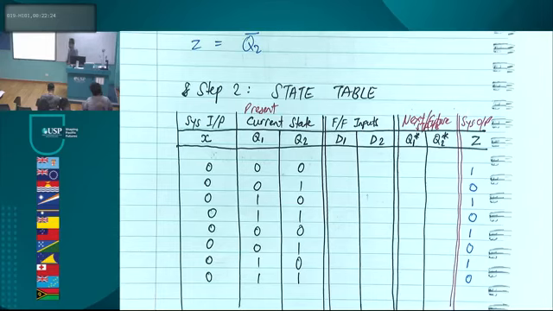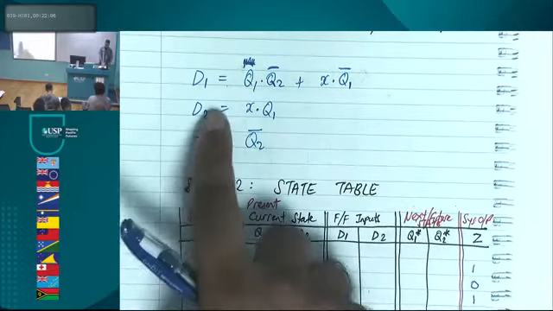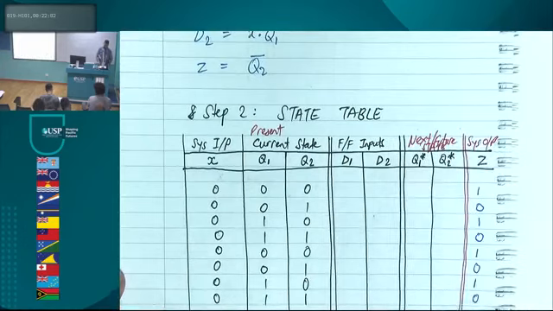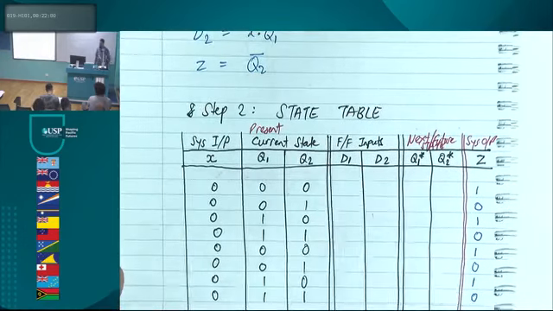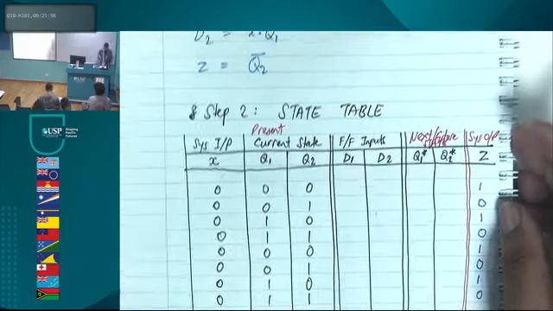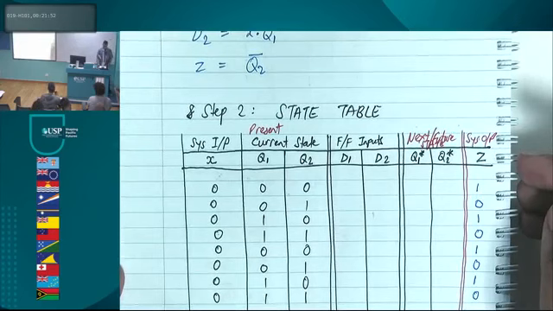All right. So we are trying to populate these two columns, D1 and D2. D1 is based on the D1 equation. D2, there's an equation for D2. And there's an equation for Z. I've done Z because that was easy, just Q2 bar. Whatever Q2 was, you just bar it. Okay, so what do we get?